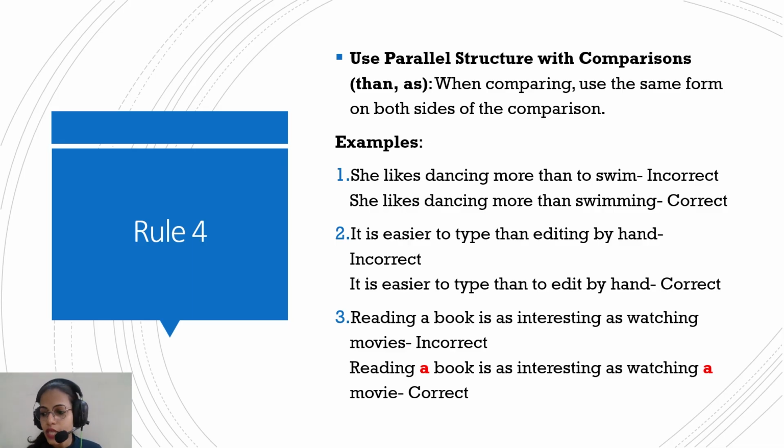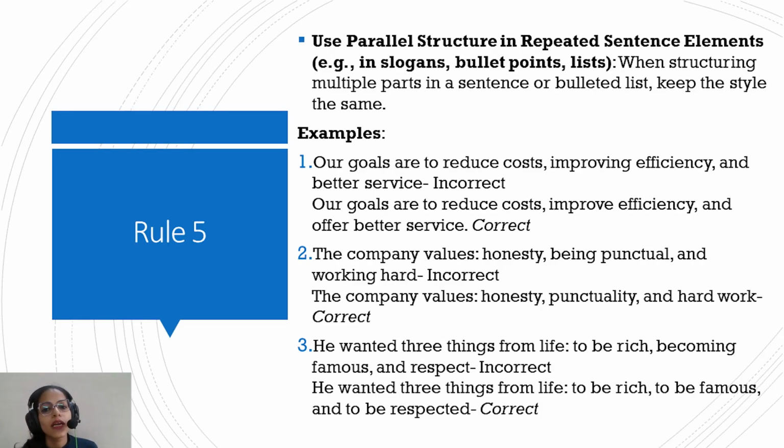Okay. Reading a book is as interesting as watching movies. It's wrong. Reading a book is as interesting as watching a movie. So the article usage should also be parallel. Okay. Now rule 5. Use parallel structures in repeated sentence elements, for example in slogans, bullet points, lists, etc. So when structuring multiple parts in a sentence or bulleted list, keep the style the same. So let's look at some examples. Our goal is to reduce cost, improving efficiency and better service. Now to reduce cost is one format, improving efficiency is another format, and better service is different.